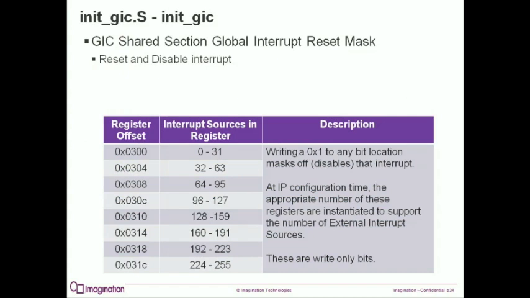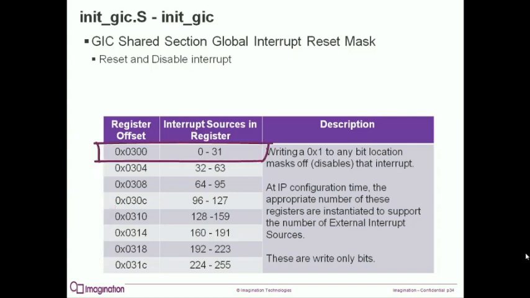To disable interrupts, the code will use the global interrupt reset mask registers. Each interrupt source has a corresponding bit in a reset mask register. Setting the bit to 1 resets and disables the interrupt in the GIC. The GIC can control up to 256 interrupt sources. Since all the registers in the GIC are 32 bits wide, to have enough bits to cover the 256 sources, we will need 8 reset mask registers.